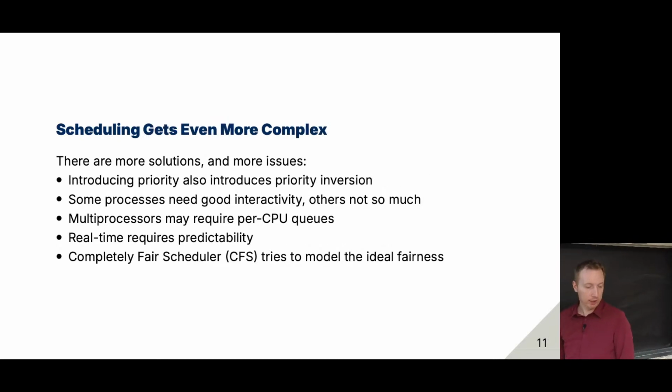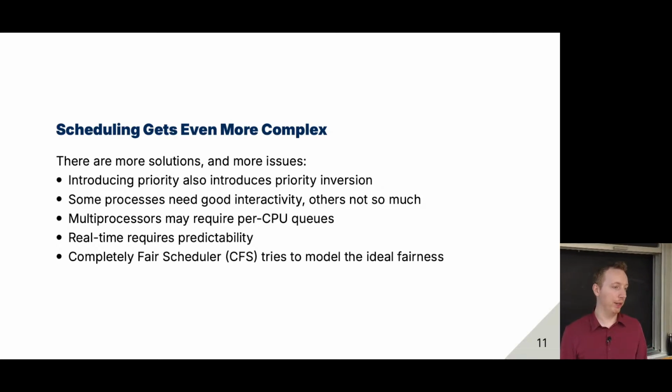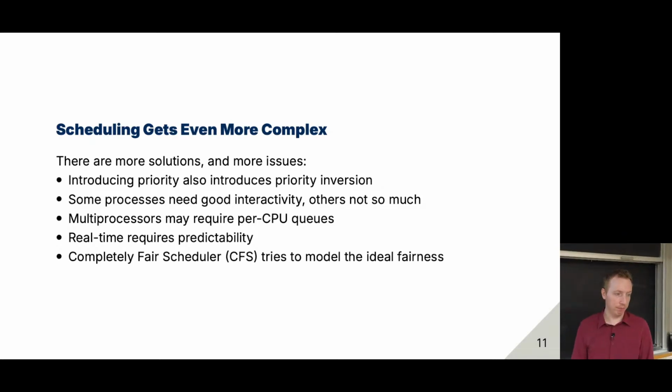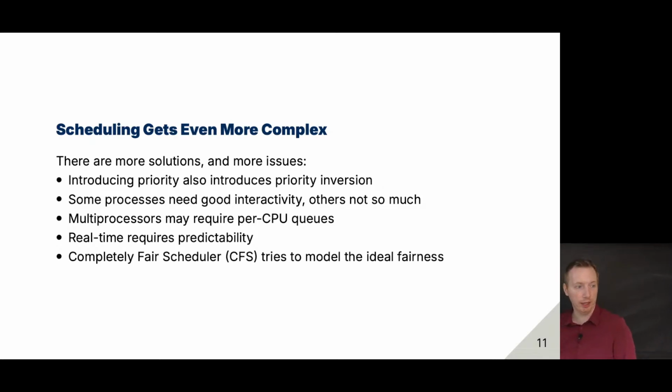So we added more complexity to our scheduling, so we introduced priorities that also introduced priority inversion, which was another issue. So if a high priority process depended on a low priority process, well then you should probably treat, at least temporarily, that low priority process as a high priority process. So you can go ahead and clear that dependency, and then you can revert it back. So that solved that problem by just doing priority inheritance.